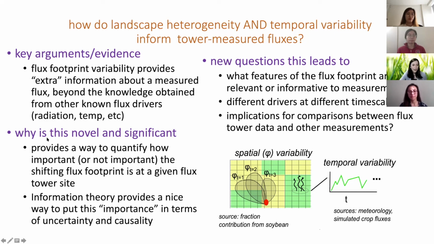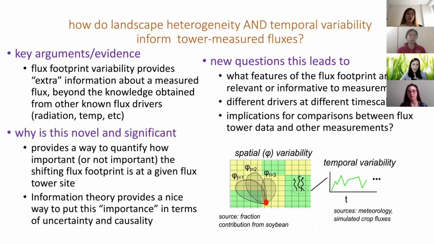So I don't really know if this is novel and significant yet, but if it is, hopefully I can provide a framework for a way to quantify how important or relevant the shifting flux footprint is at a given flux tower site or over a certain time range. So like Leila mentioned, I'm going to be using an information theory-based method.